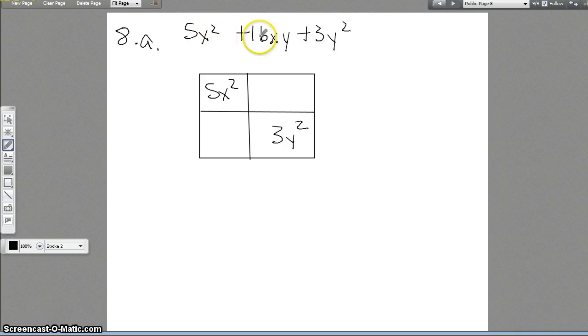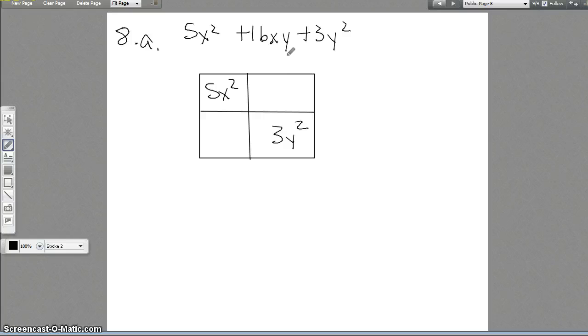There's 5, 16, and 3. Greatest common factor is 1. We have x's in 2 of the terms, but not in the third. We have y's in 2 of the terms, but not in all 3. So the greatest common factor of the 3 terms is just 1.